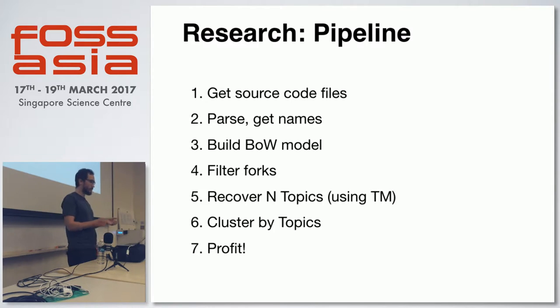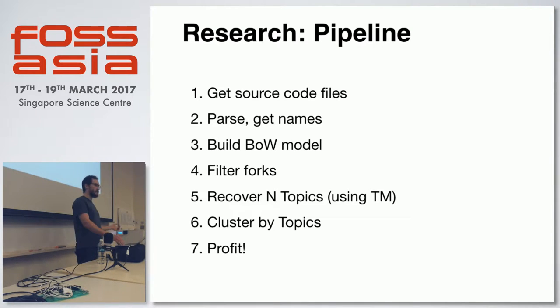Then we're going to parse it and get only the natural language part, like names and identifiers, and build what is known as a bag of words model out of it. Very simple, but very efficient. It's not enough just to train a machine learning algorithm on that model, because on GitHub itself we have a lot of things like forks, which will screw up the statistics for topic modeling. We're going to filter those out at this scale. And then we can do things like cluster by topic.